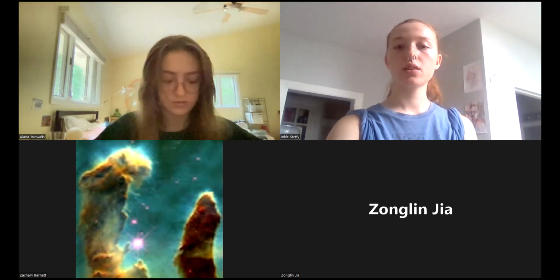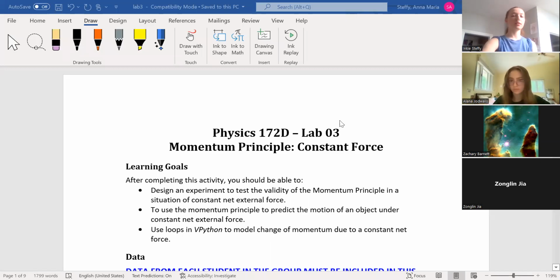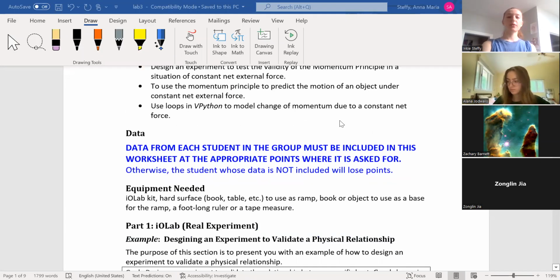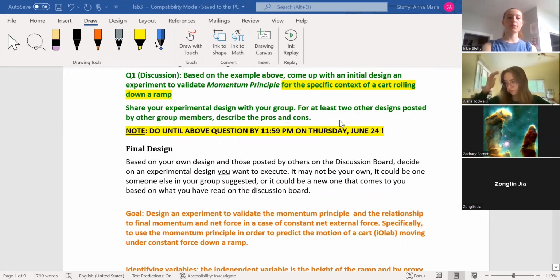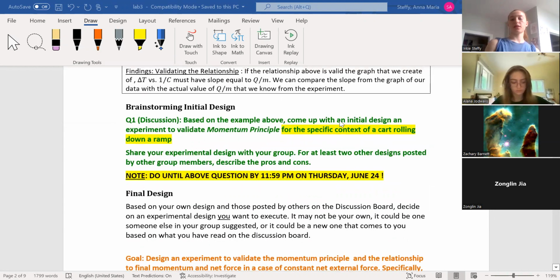This is for lab 3, the momentum principle and constant force. We've been working on this for a while, and we're here to just do the discussion questions. On screen, it says, based on the example above, come up with the initial design of an experiment.